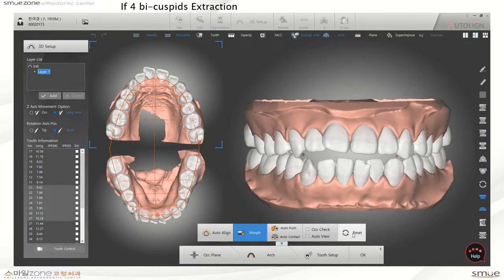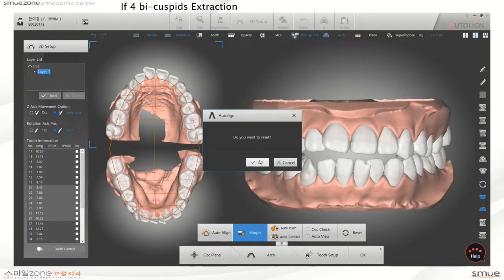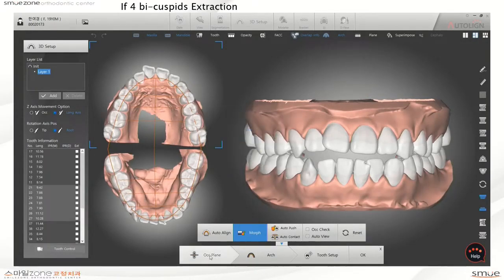So I asked the program, okay, let's simulate the treatment with a non-extraction and an extraction.